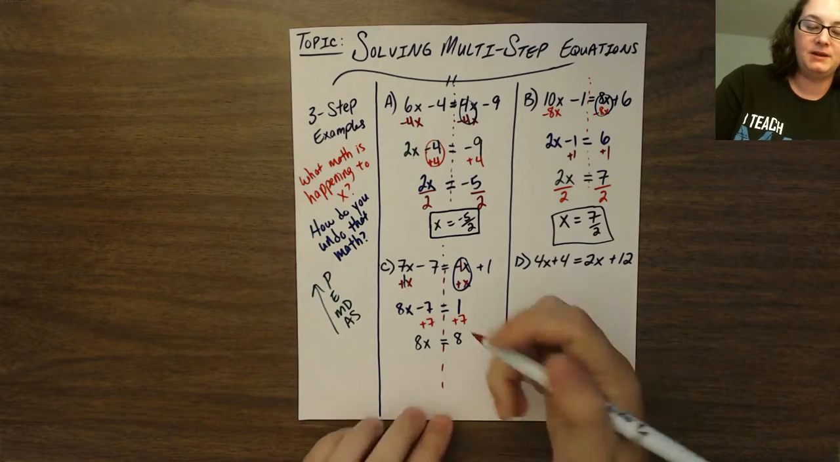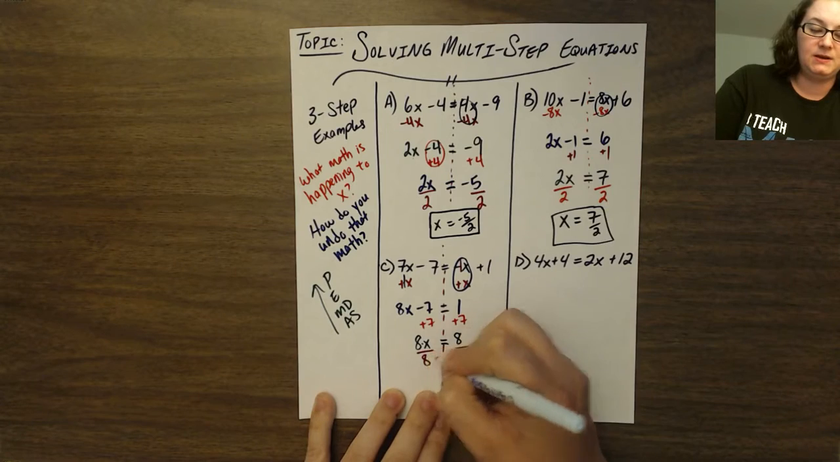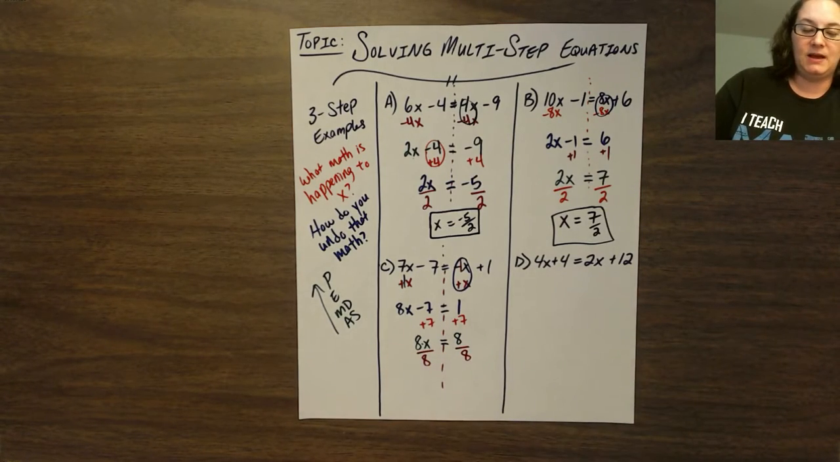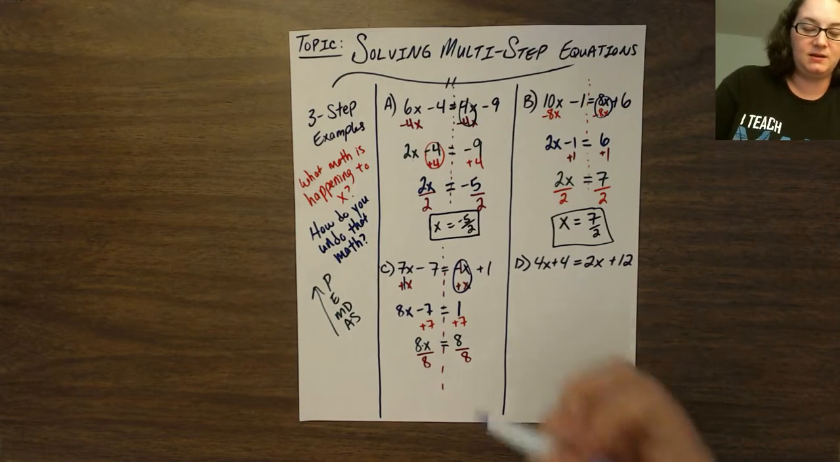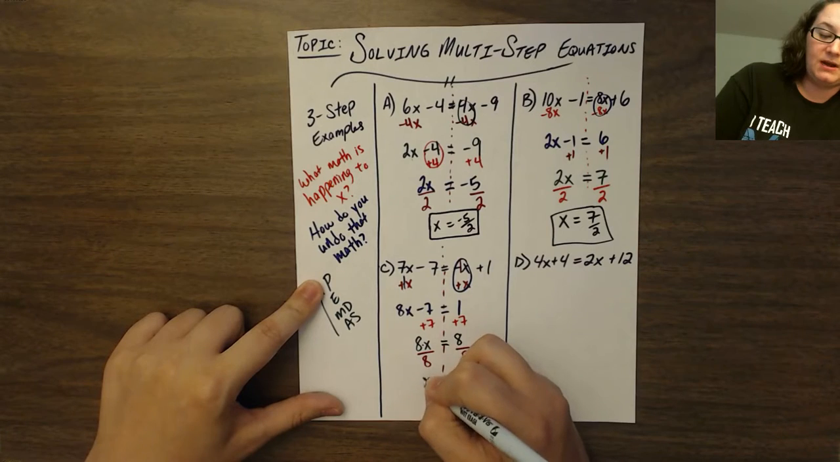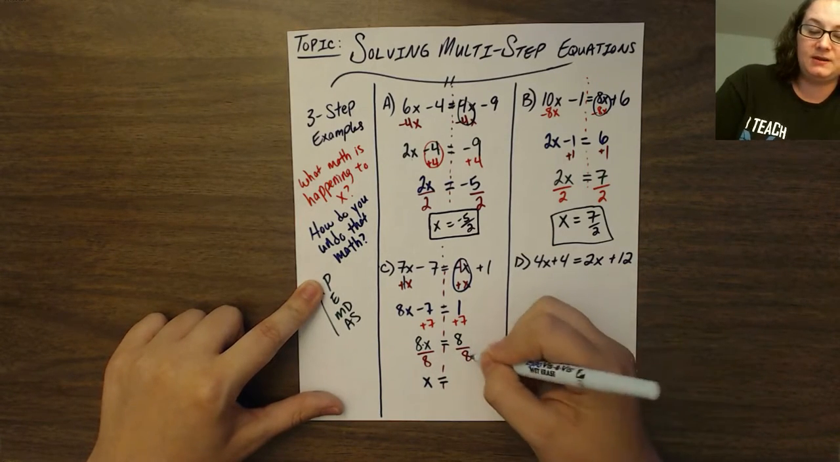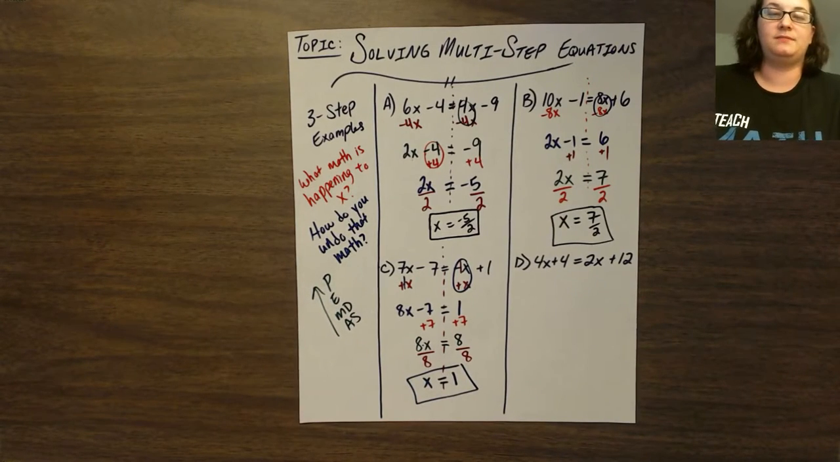What math is happening? It's being multiplied, so the opposite of that is to divide both sides by 8. The x stays where it is, because that's what we're solving for. We want to isolate that. 8 divided by 8 is 1, so I just write x equals, and then 8 divided by 8 is 1, so our answer is x equals 1.